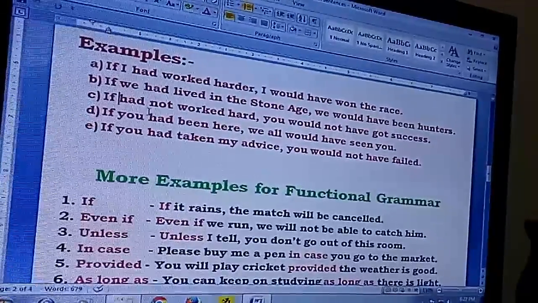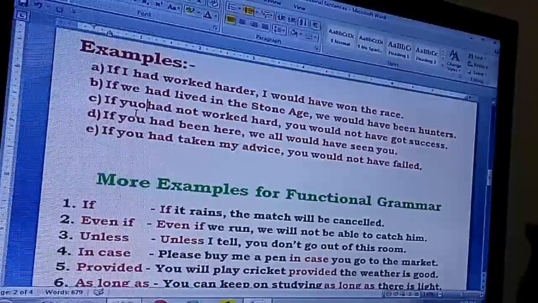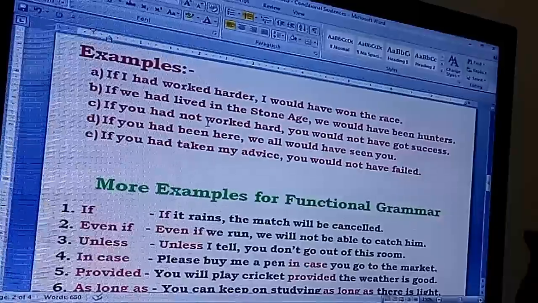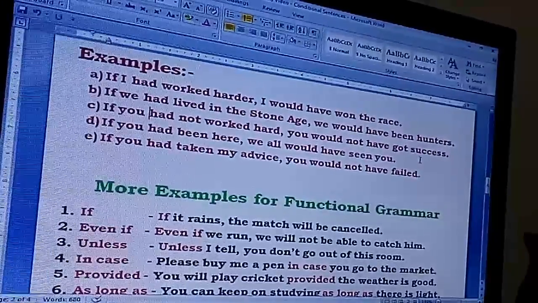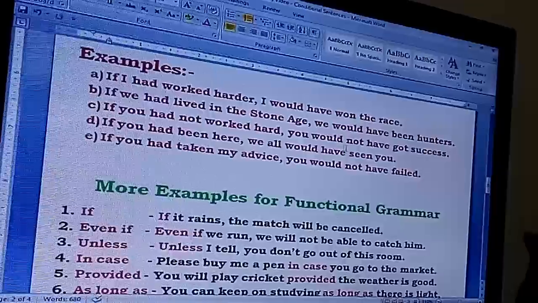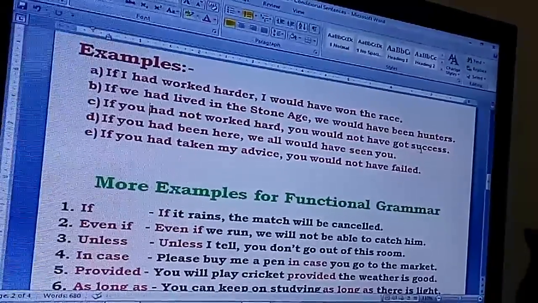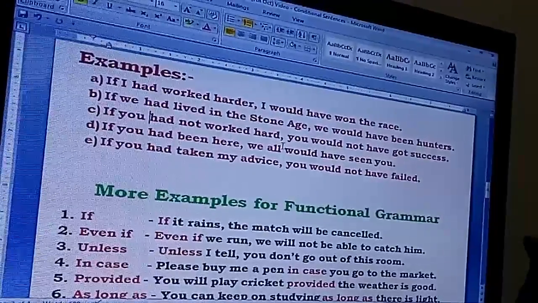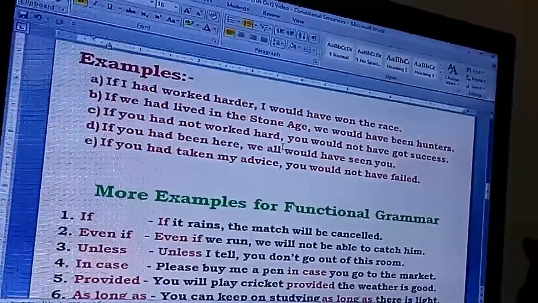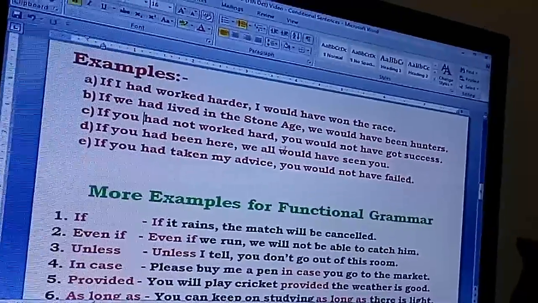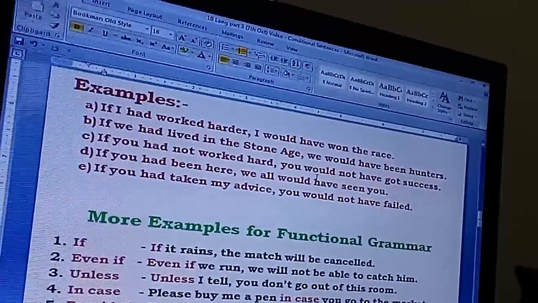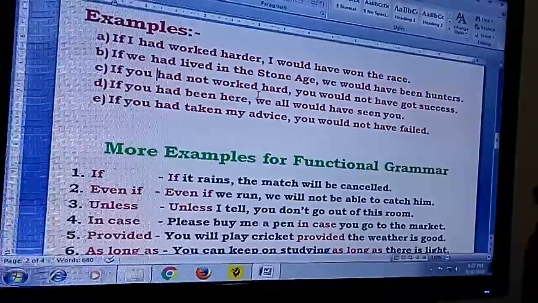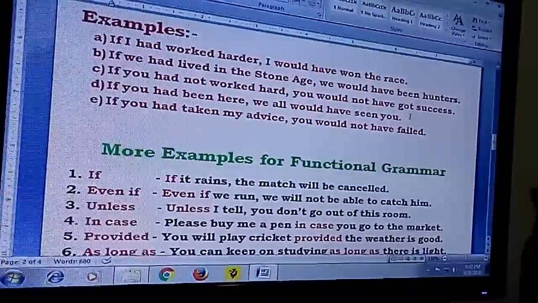If you had worked harder, if you had not worked harder, you would not have got success. That's the way of saying. If you had not worked hard, in a positive, you had worked hard, you have got success. But if you had not worked hard, you would not have got success.